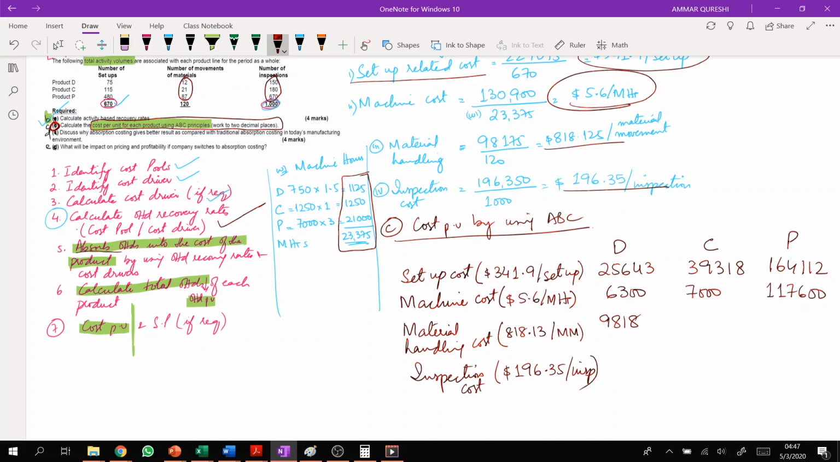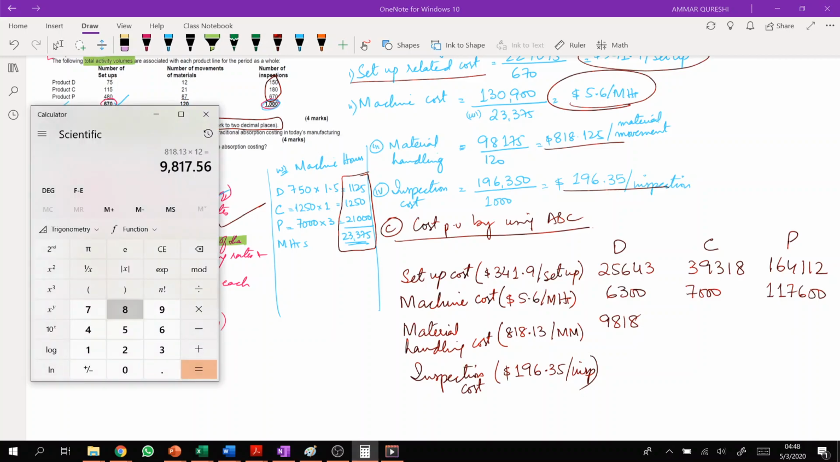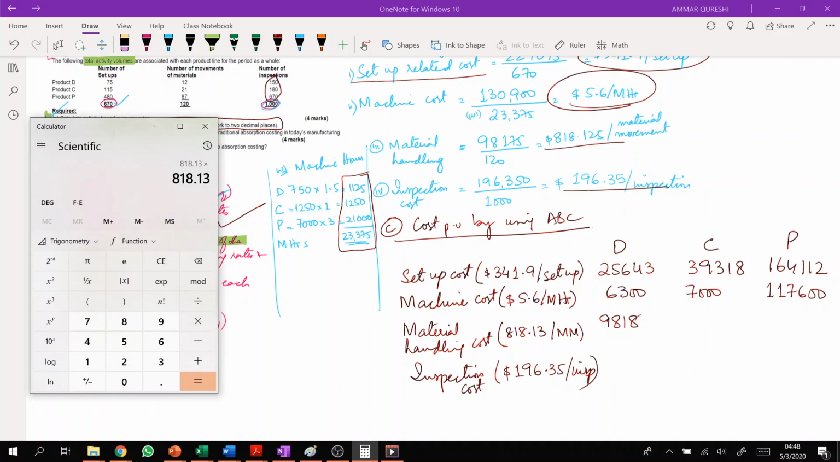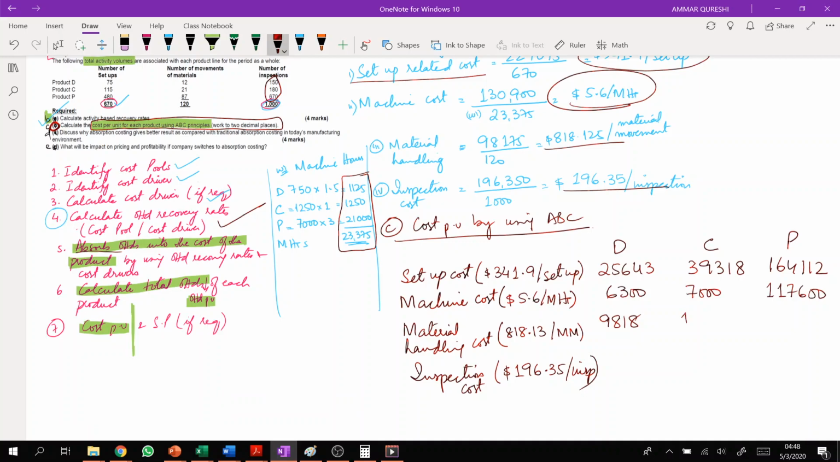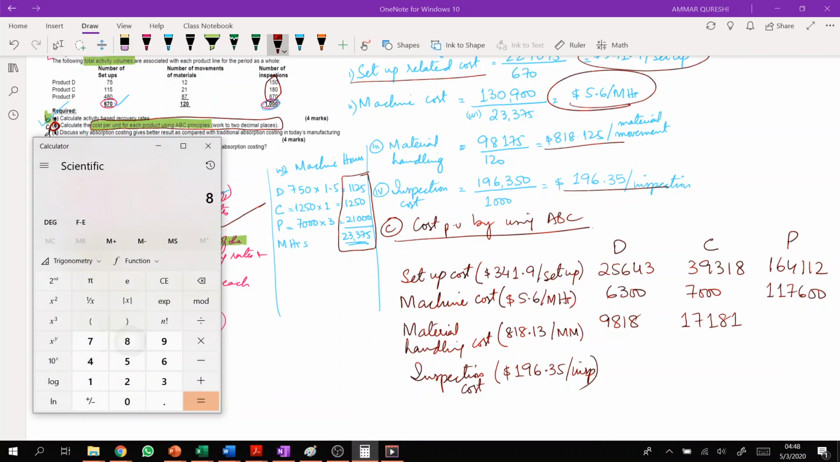We are considering this column, right? So the next one is 818.13 times 21, that makes 17181. And then the last figure is 87 multiplied by 818.13, 71177.